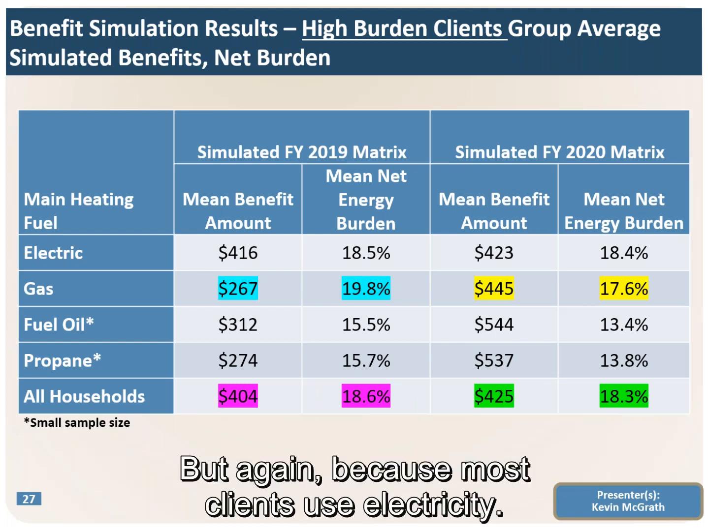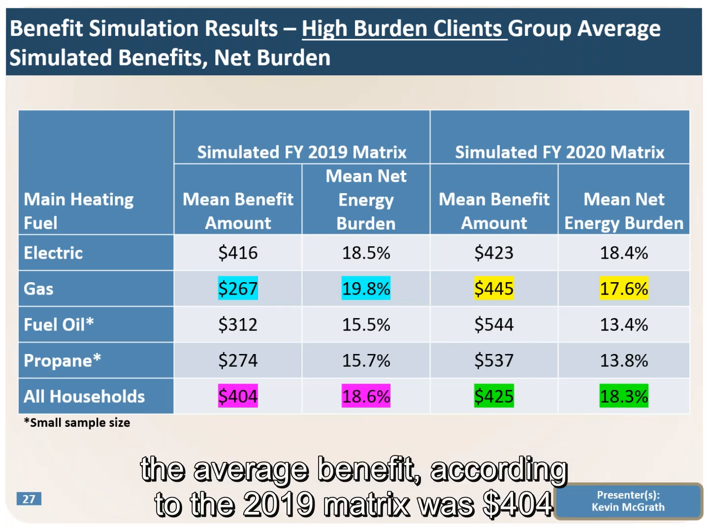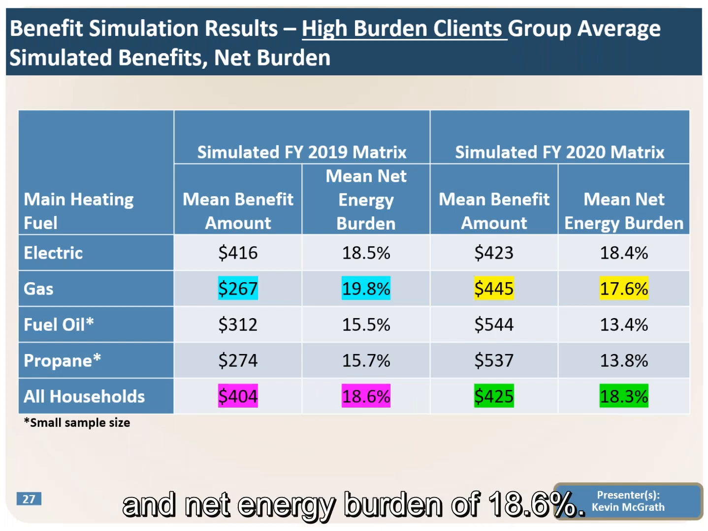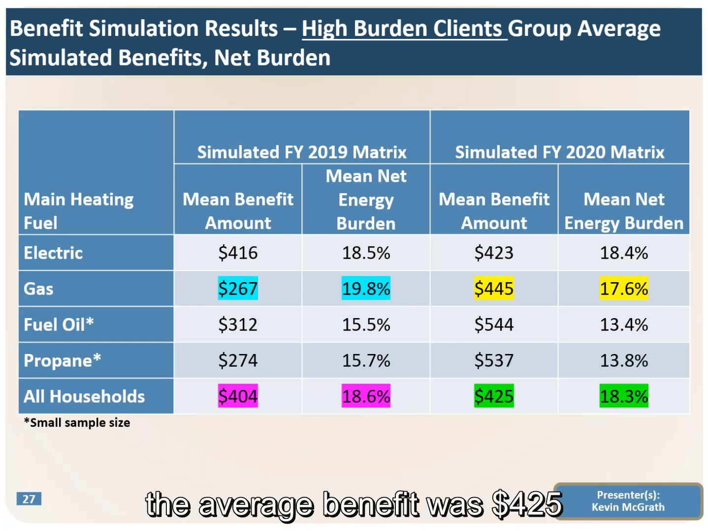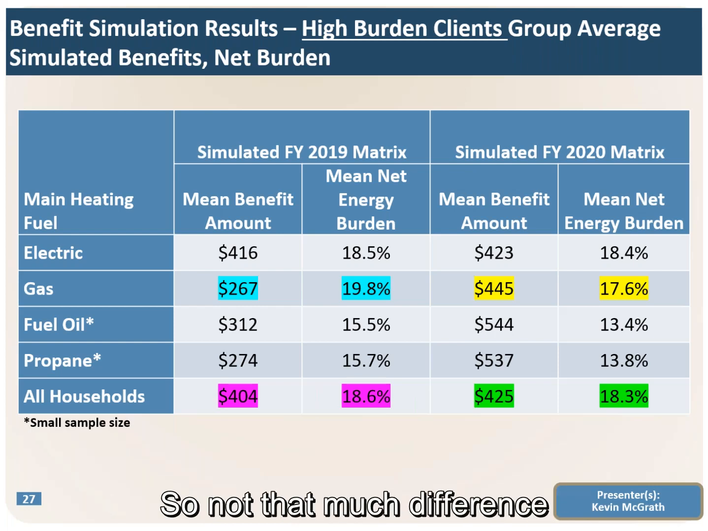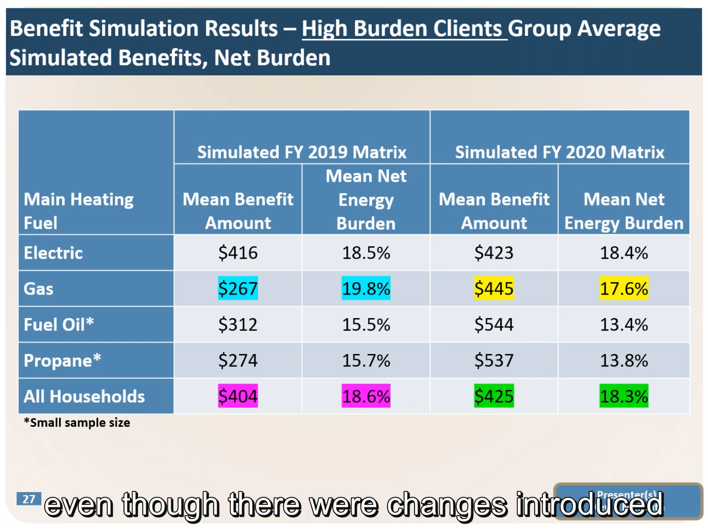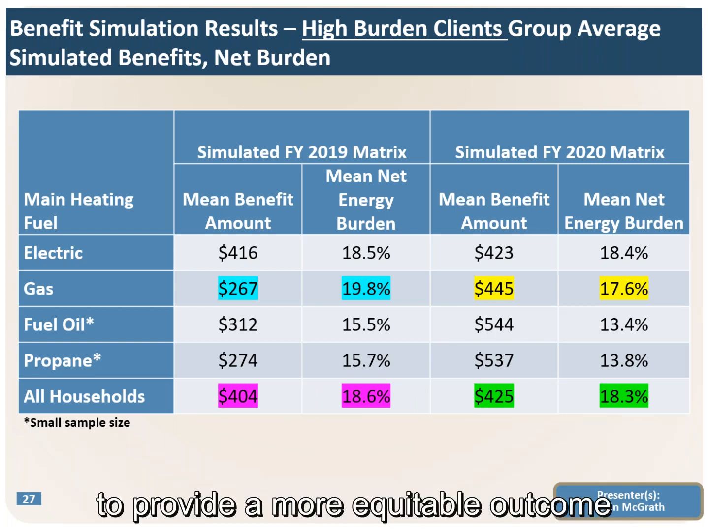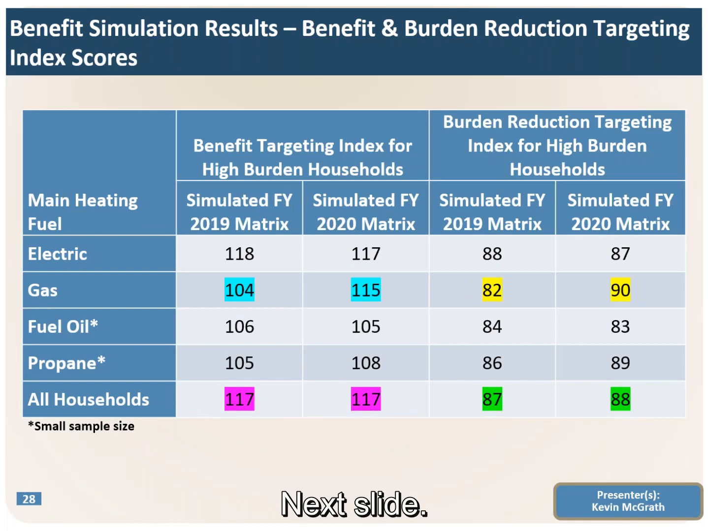But again, because most clients use electricity, if we look at the all households row, the average benefit according to the 2019 matrix was $404, a net energy burden of 18.6%. And if we look at the 2020 matrix, the average benefit was $425 with a net energy burden of 18.3%. So not that much difference between the two benefit matrices, even though there were changes introduced to provide a more equitable outcome for different groups of clients. Next slide.